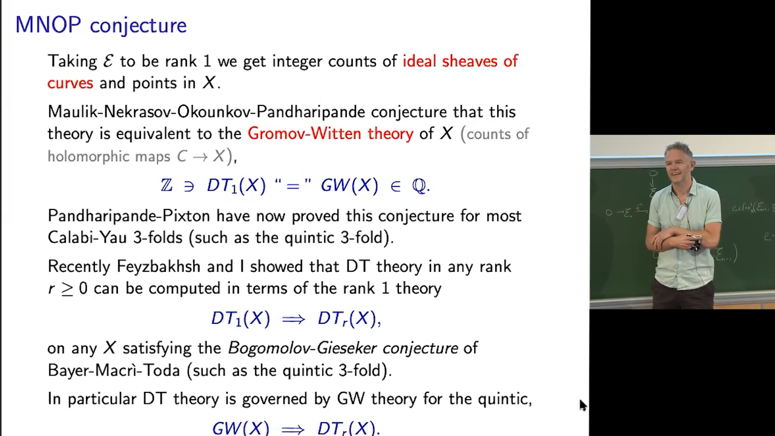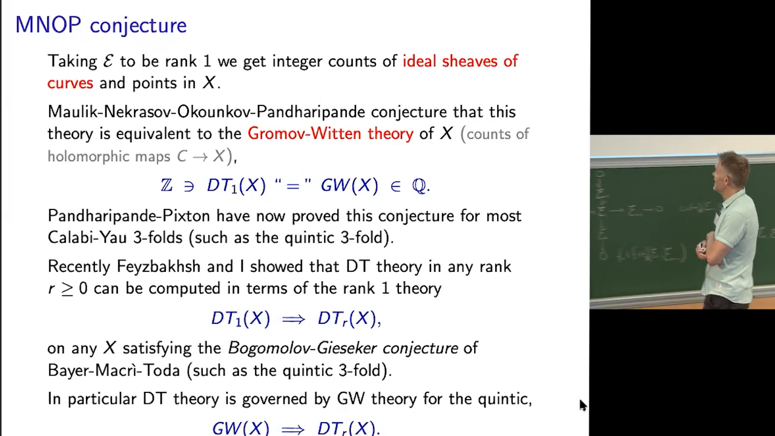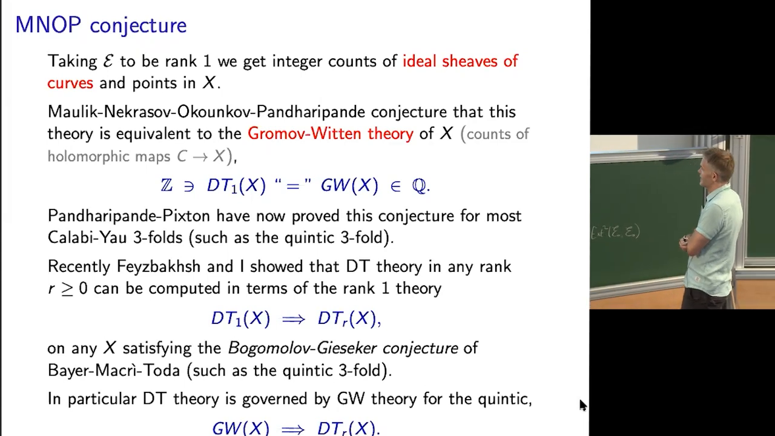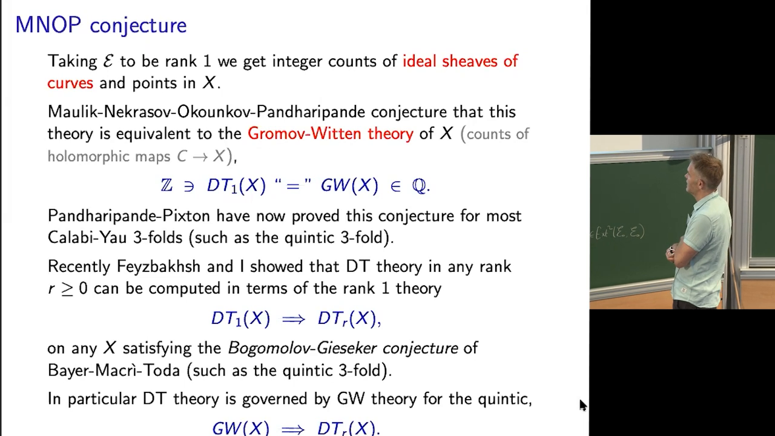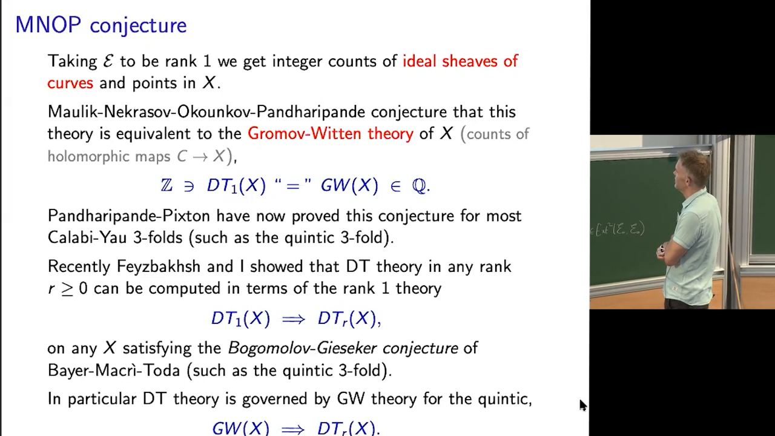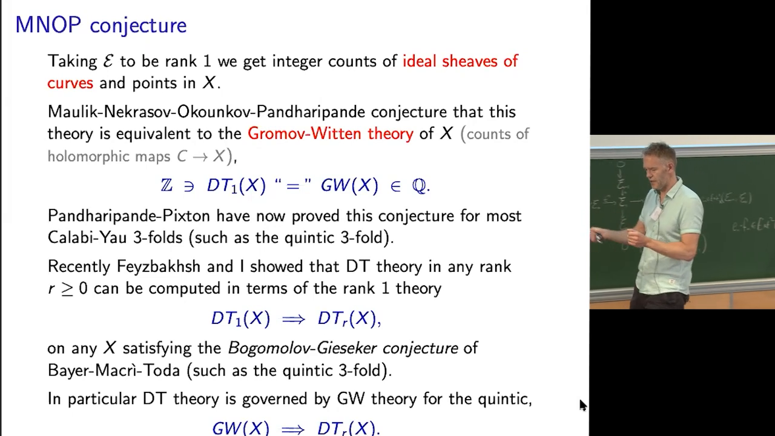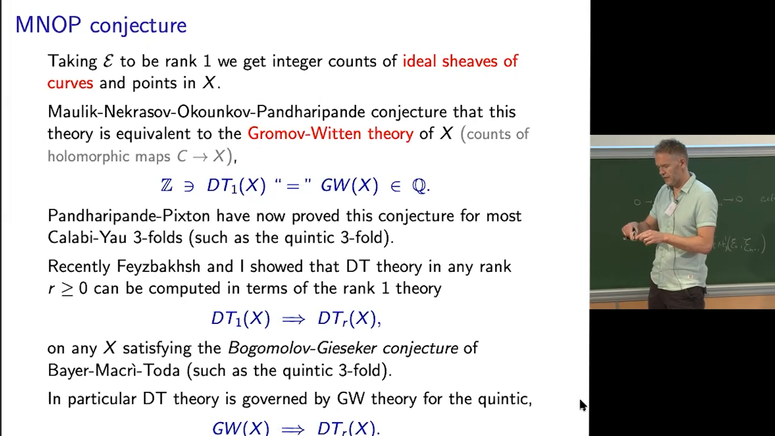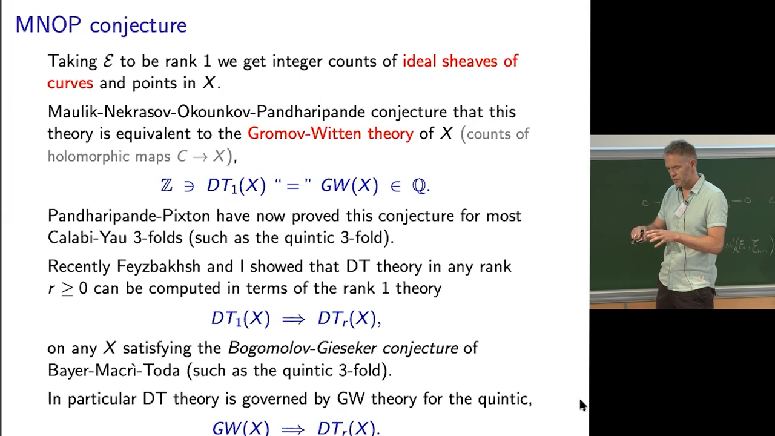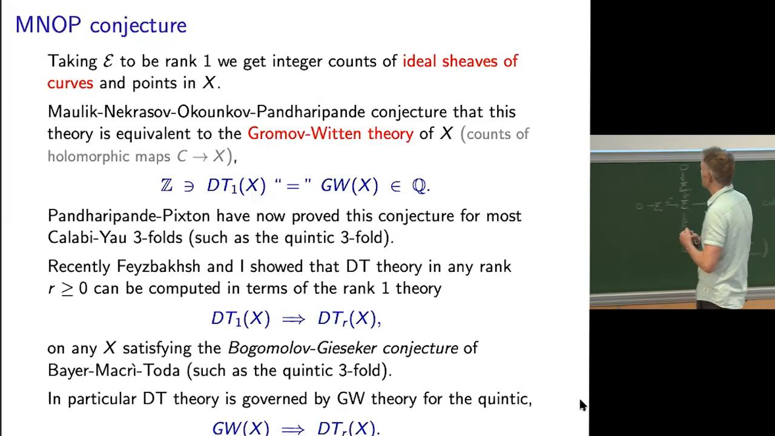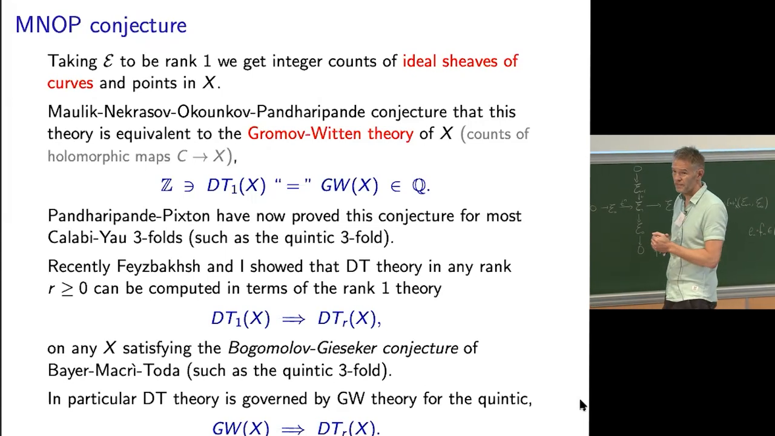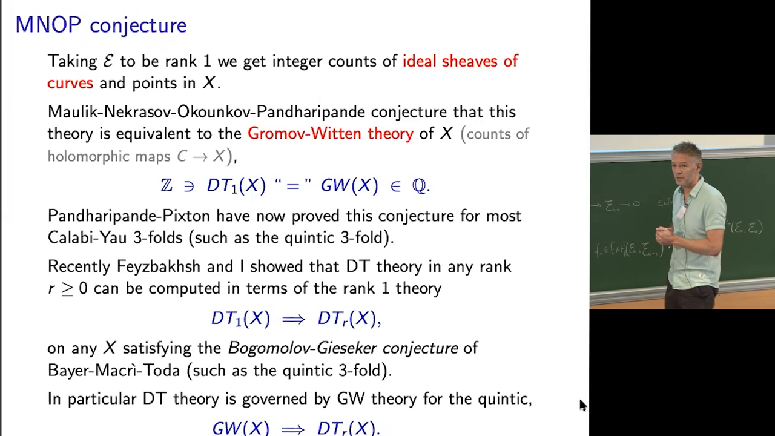Can you replace the 1 by 0? Yes. DT 0 implies all the others? Yes, more or less, so long as you allow the rank 0. The important thing is the sheaves which are supported in dimension 2. You need those. If you take the ones supported in dimension 1, then it wouldn't be true, perversely.